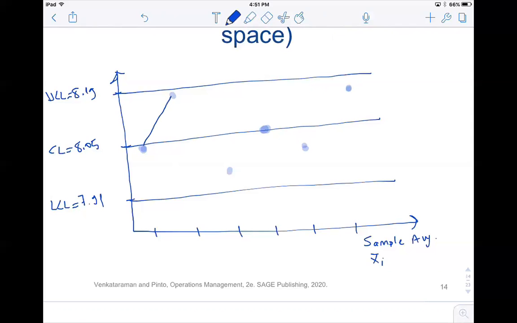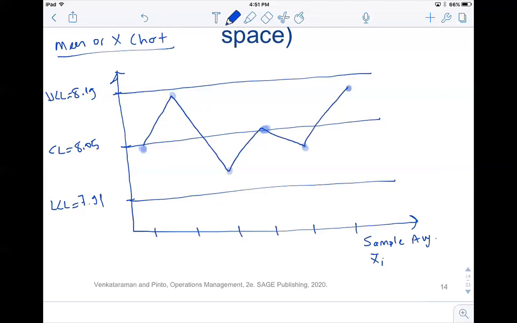So let me put them together by using a straight line. This is my mean chart graph. Okay, mean chart or X bar chart, whatever you want to call it. This is my mean chart.